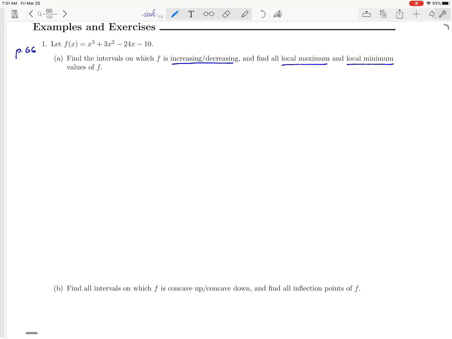Okay, and you might remember from the previous example that we did, all of these questions can be answered using the first derivative. So what we'd like to do is to make a first derivative sign chart, and this is a nice opportunity to review that process. All right, and so I'm going to start by just up here going ahead and calculating the derivative for f. That's just going to involve the power rule. So 3x squared plus 6x minus 24. And we're going to take that and set it equal to 0 to find our critical points.